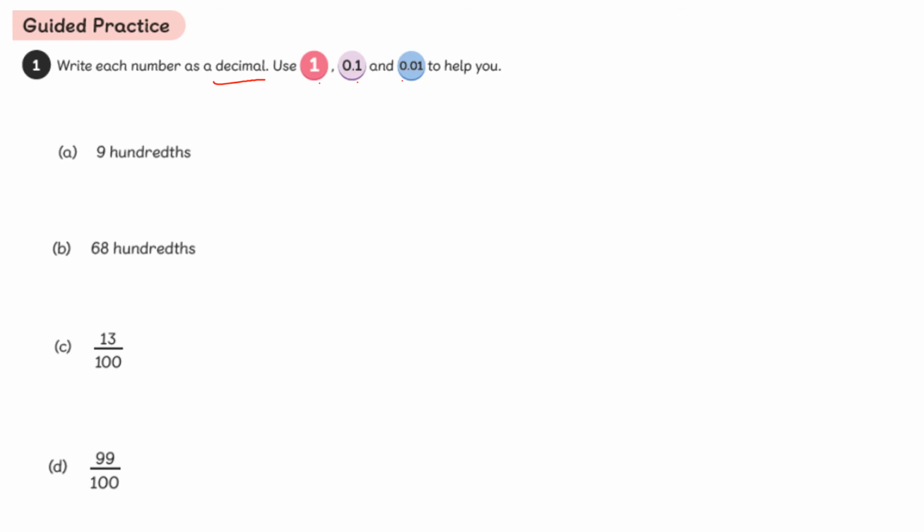Now in a moment, you're going to be pausing the video, and remember you're going to be writing A as 9/100ths as a decimal, B 68/100ths as a decimal, C 13/100ths as a decimal, and D 99/100ths as a decimal. So in a moment when you're ready, please pause this video, have a go at writing those decimals out, and then you can click onto the next slide for the answers. Best of luck.